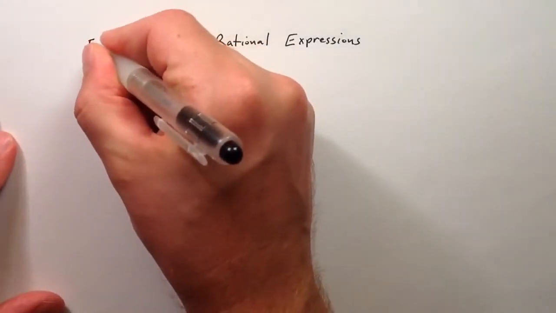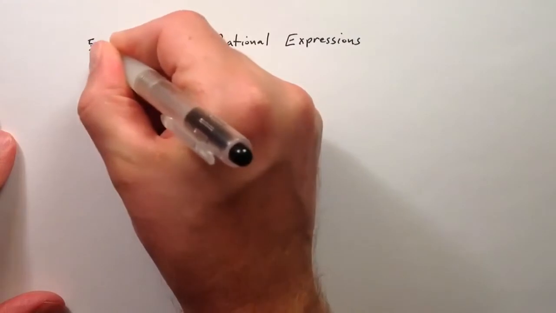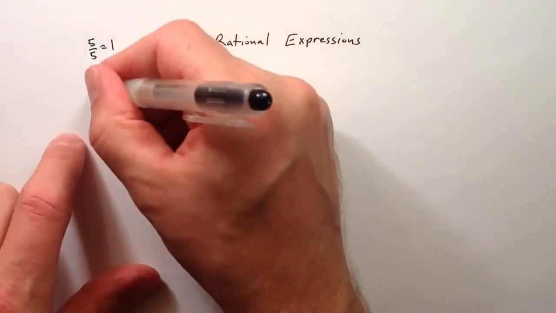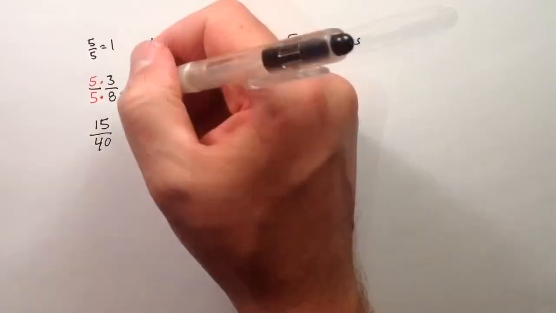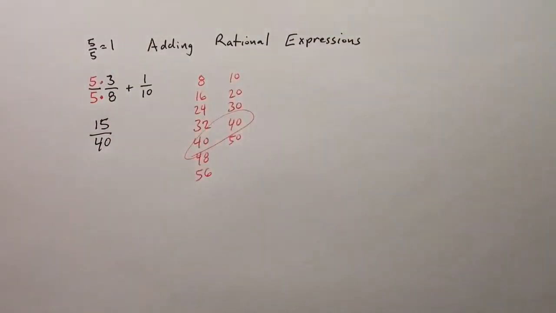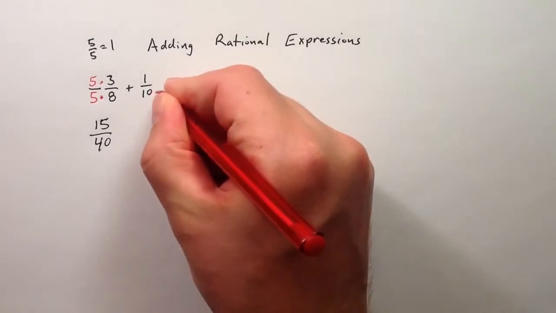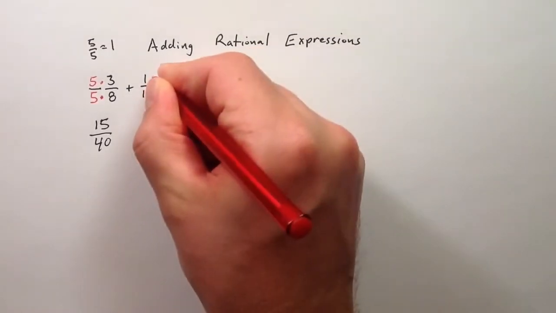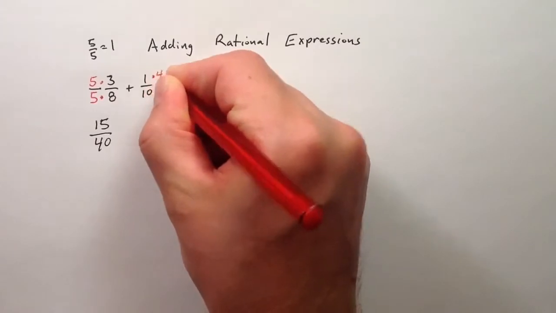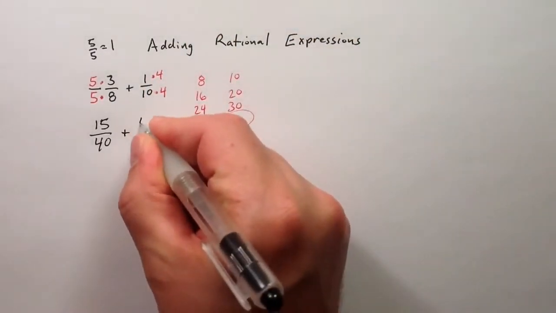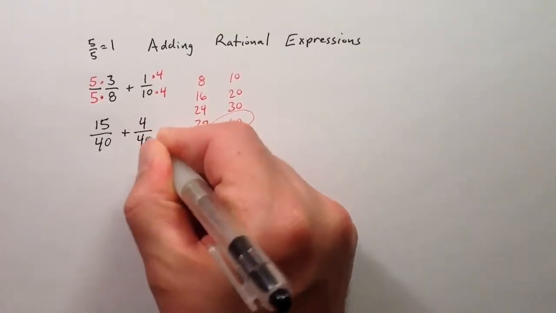The reason why that works is that 5 over 5 is just equal to 1. So essentially, because I multiplied the top and the bottom by 5, we multiplied that fraction by 1. Over here, to turn 10 into 40, I can multiply by 4, but then we also need to multiply the top by 4. And so I end up with plus 4 over 40.